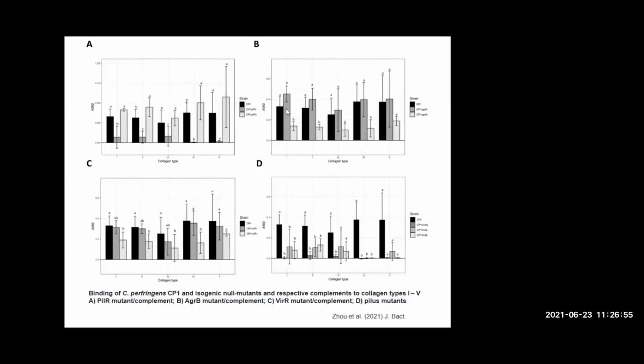When comparing the wild type and the mutants, the black bar and the dark gray bar, there is no significant difference in binding. However, compared to the complement, the binding of the complement was significantly reduced. This situation was also seen across the binding to different types of collagens. A similar pattern was observed for the VirSR mutants and its complement binding different types of collagens. In panel D, all the mutants of the PilRS showed significantly reduced binding to all types of collagen.